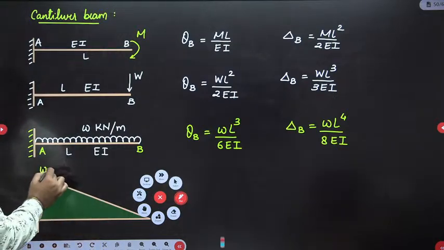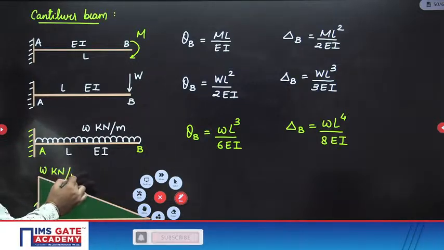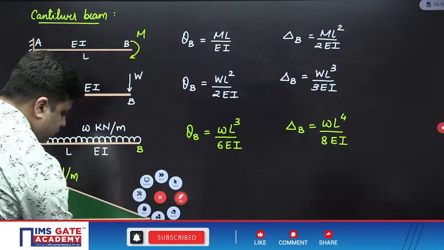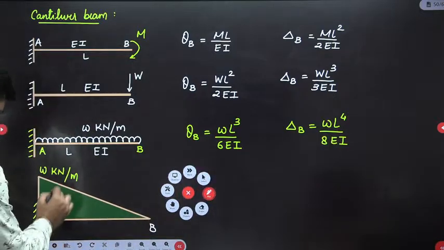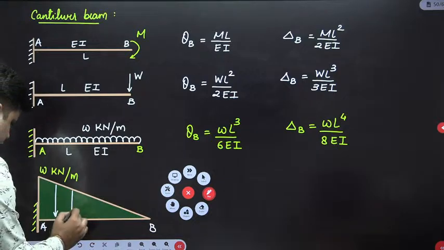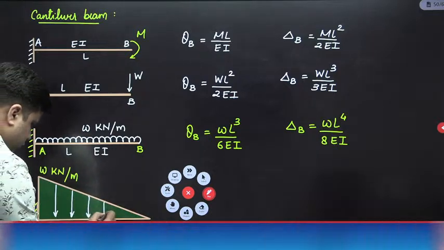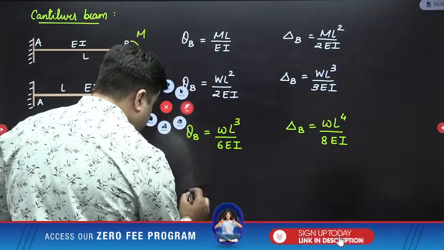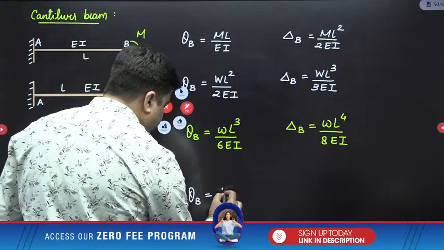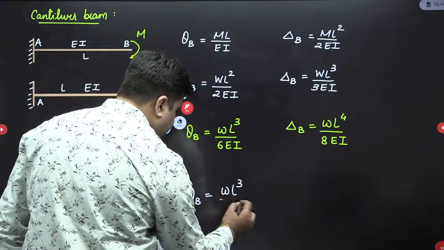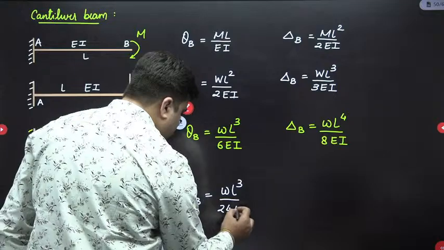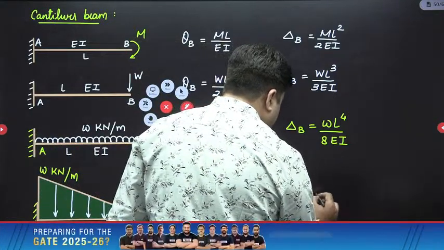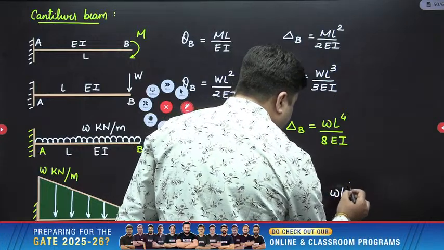Here the maximum intensity of loading is W kilonewton per meter, and this is your point A and B. So theta B will be equal to WL cube upon 24 EI, and delta B is equal to WL raised power 4 upon 30 EI.